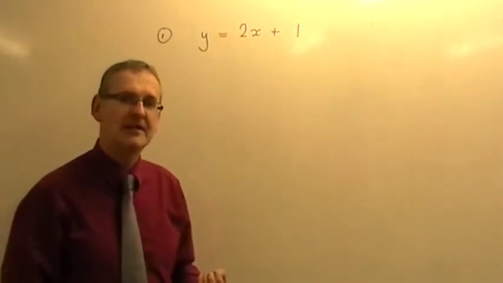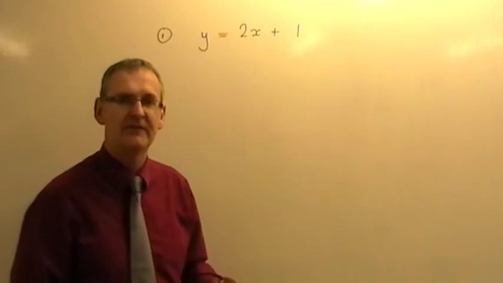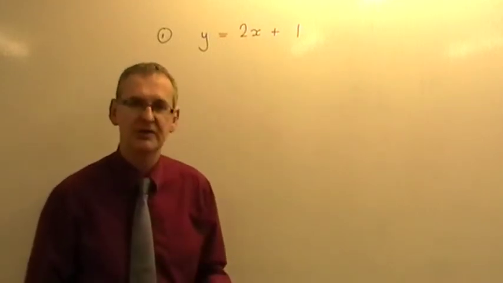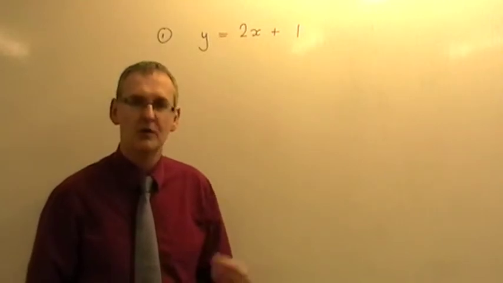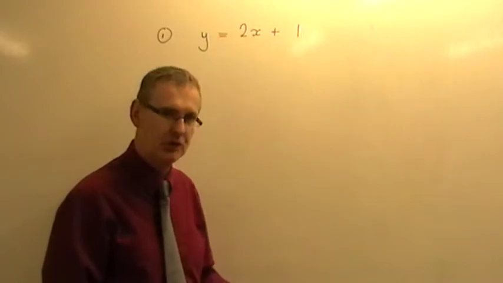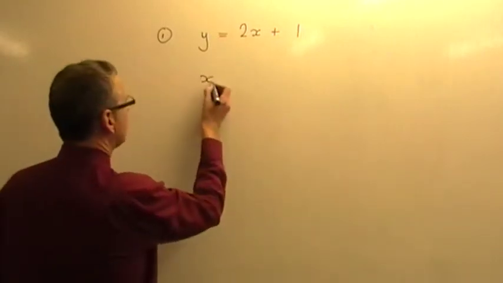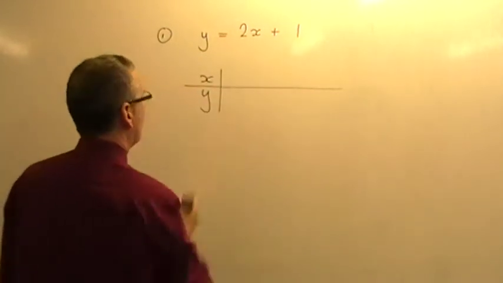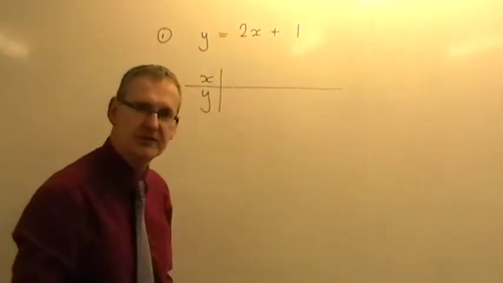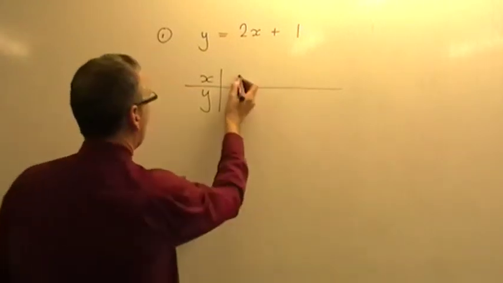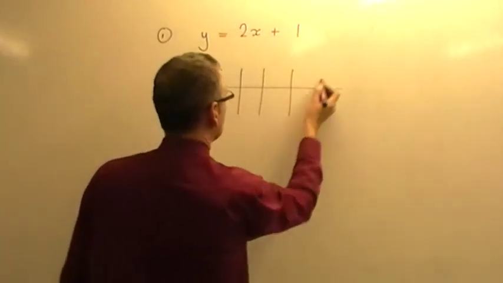Okay, now if you want to be able to work out what this picture looks like, then it's very simple. We set up something called a table of values and we work out from that table of values some points to plot on a graph which we can then join up and hopefully get a straight line. Let me show you. We set up this table of values looking like this. We have x and y values.